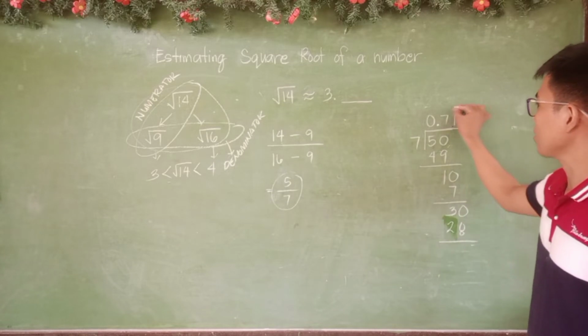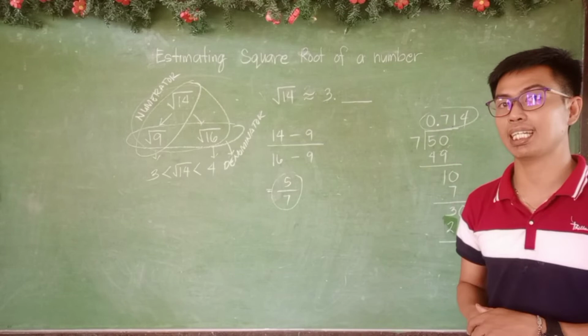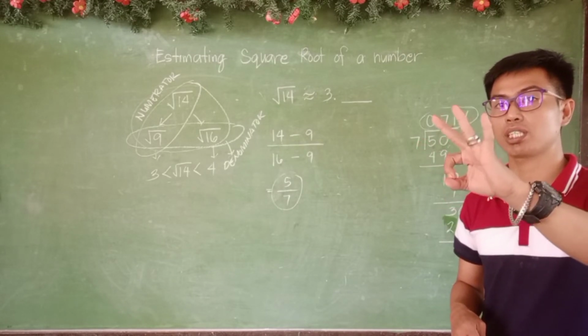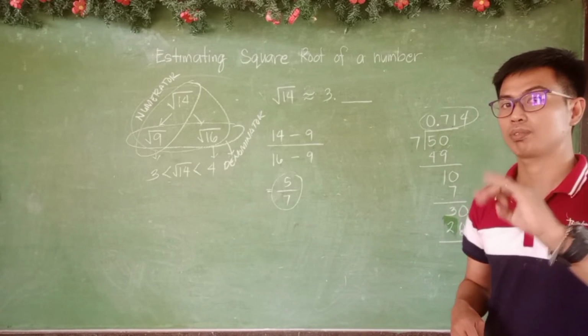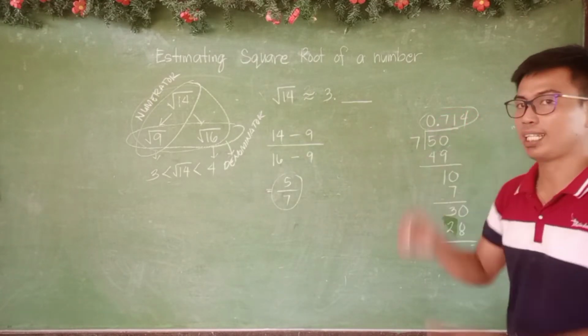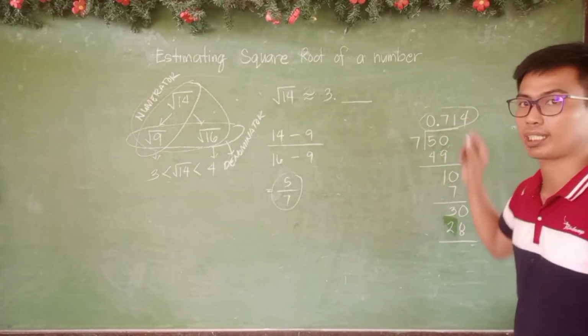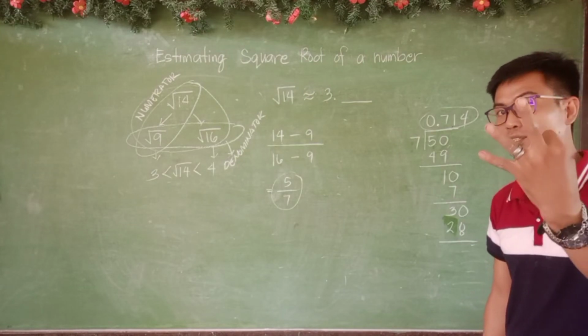So since nakatatlo na tayo dito, okay na yan. Ang kailangan lang naman talaga natin is dalawa lang, pero ginawa ko siyang tatlo para in case na baka pwedeng i-round up. So, ano yung ibig sabihin? Since hundreds place lang yung kukunin natin, dalawa lang. So, we have 0.71. Kaya lang, kailangan natin ma-identify kung magra-round up pa siya o hindi. Kaya tatlo yung kinuha ko.